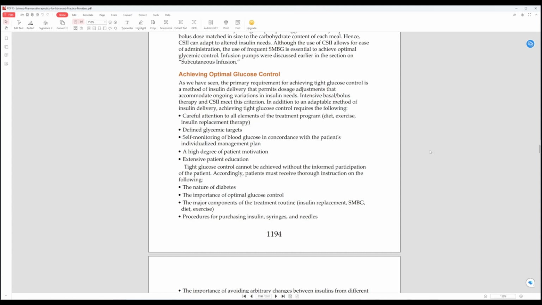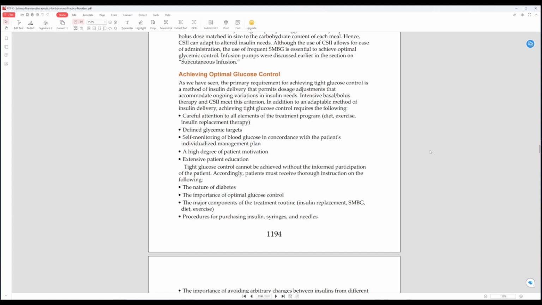The first being careful attention to all elements of the treatment program: your diet, exercise, insulin replacement therapy. It also requires a defined glycemic target. It requires self-monitoring of blood glucose in concordance with the patient's individualized management plan. It requires a degree of patient motivation, extensive patient education. Tight glucose control cannot be achieved without the informed participation of the patient.